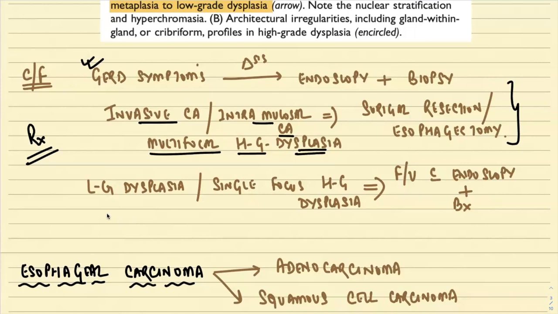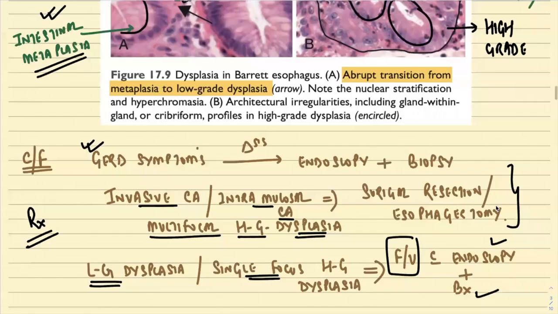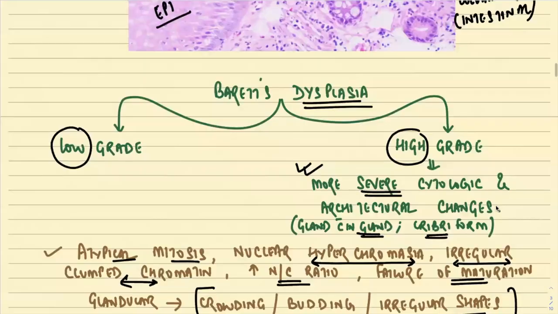But in case you are encountering low-grade dysplasia or a single focus of high-grade dysplasia, the treatment is that you should follow up the patient with endoscopy and biopsy. For example, every 3 months or every 6 months, you will call the patient, go for an endoscopic examination and do a biopsy from that area to see whether any dysplasia has developed, or whether any high grade dysplasia or invasion has developed. So this is all about our Barrett's esophagus.